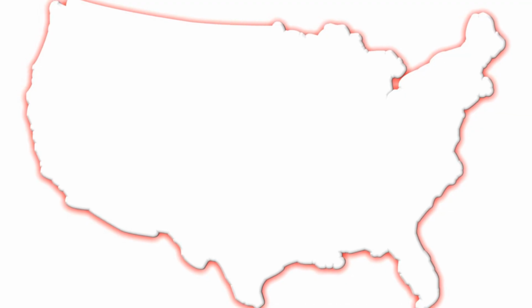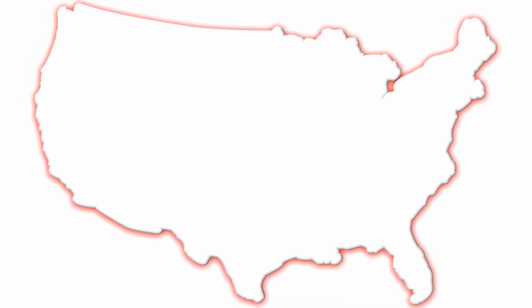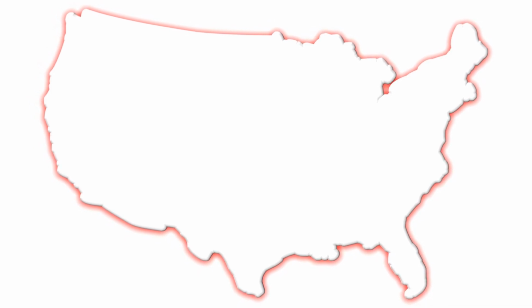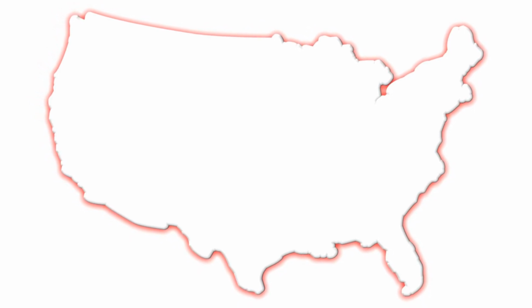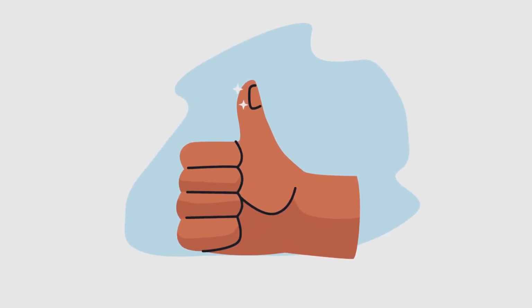Each state gets a certain number of these electors based on its population. More people, more electors. For example, California, being the most populous state, has 55 electors, while a smaller state like Wyoming has just 3. Simple, right? Well, there's a bit more to it.